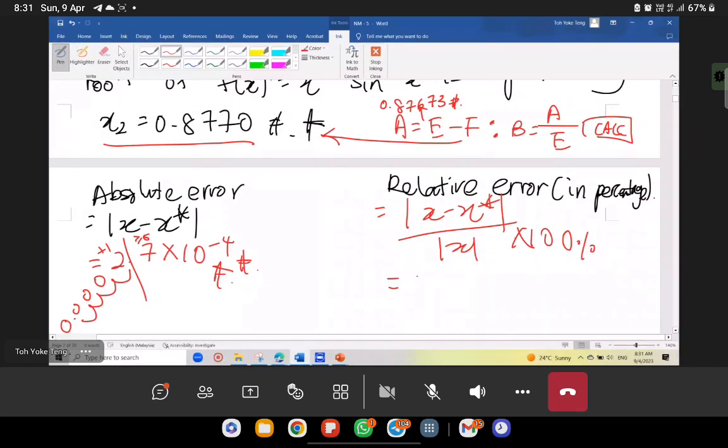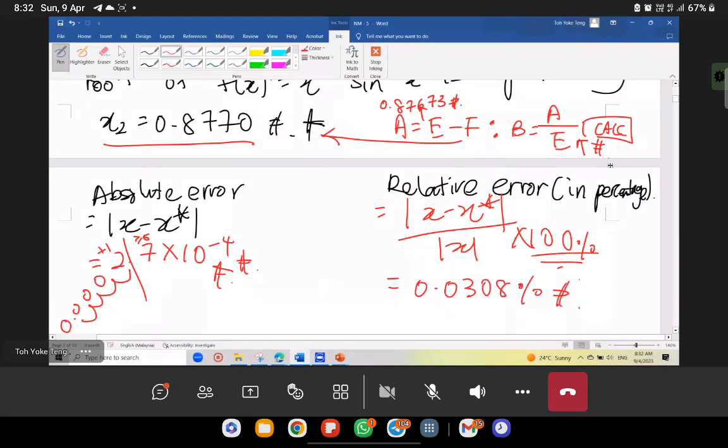Remember that for this formula, the answer is not yet in percentage, so once you get the value, you have to multiply by 100%, and you will get 0.0308% here.